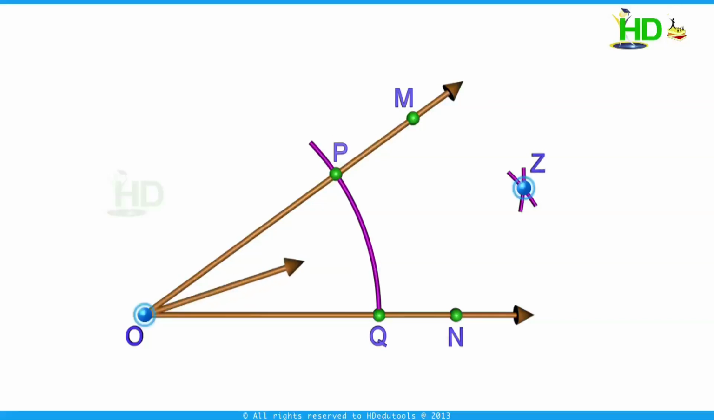Now draw a line OZ. This OZ is desired bisector of angle MON. And you can observe that angle MOZ is equal to angle ZON.